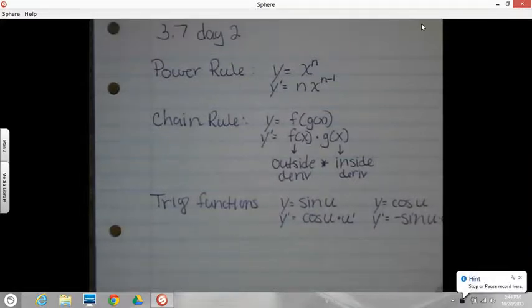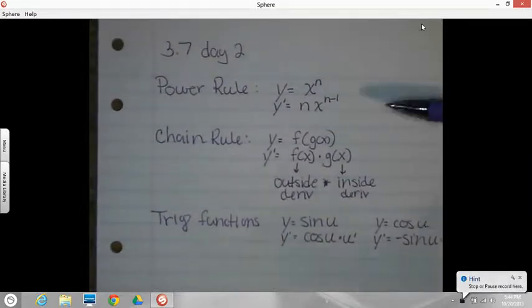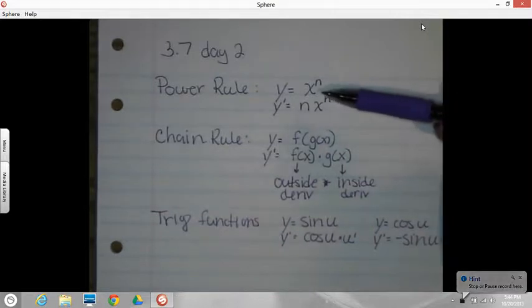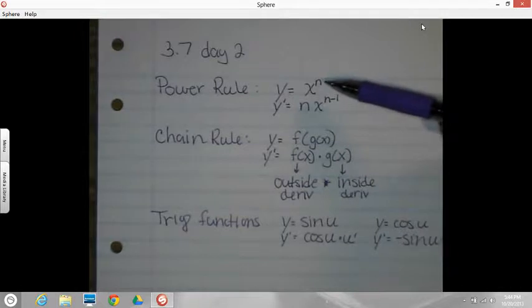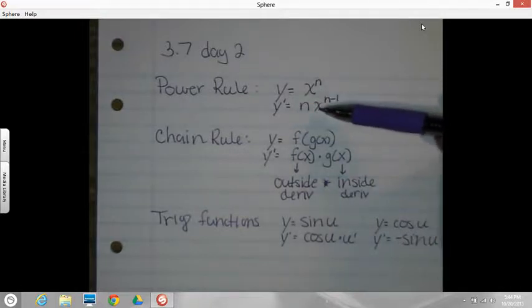Okay, 3-7 day 2. I took the time to write out all of the derivative rules we've had so far. You don't have to write these down, they're going to be on your blue sheet. But just real quick, we've had 4 of them. The power rule, which is just when you've got x to a power, the power comes down, and x stays the same, then to the 1 less power.